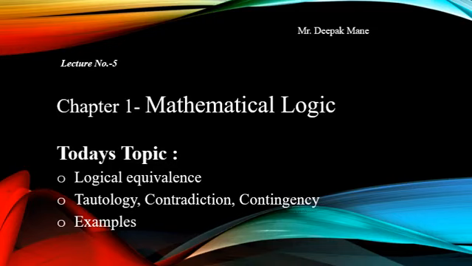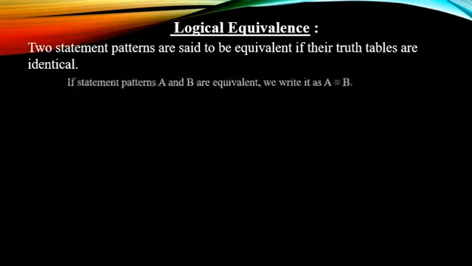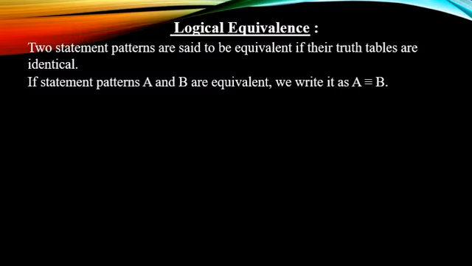Points we are going to discuss in this lecture are logical equivalence, then tautology, contradiction, contingency, and then examples. So let us start with our first point, logical equivalence. The definition is: two statement patterns are said to be equivalent if their truth values are identical. If statement patterns A and B are equivalent, we write it like this. This is read as A equivalent with B.